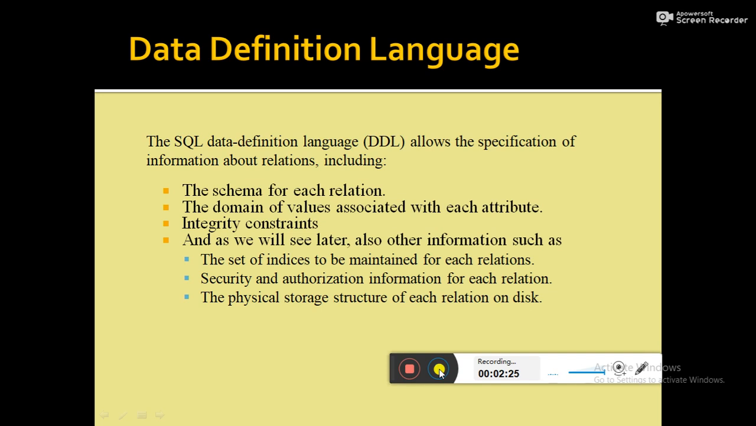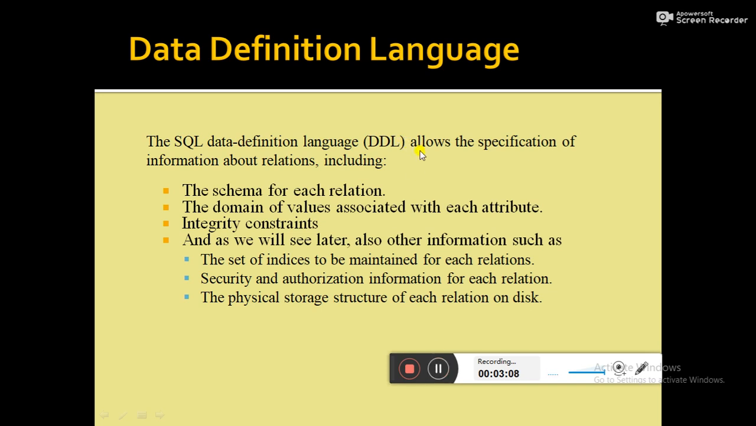We have already discussed previously that database language may be of three types: data definition language, data manipulation language, and data control language. Now, how to use the data definition language in SQL? Data definition language, in short DDL, is a part of database language by which we can specify the database schema, that is, the structure of the database.